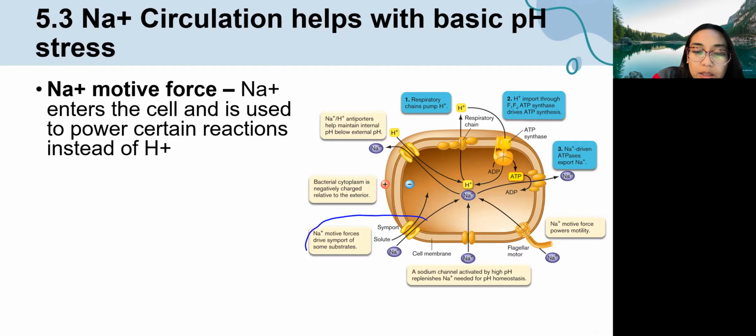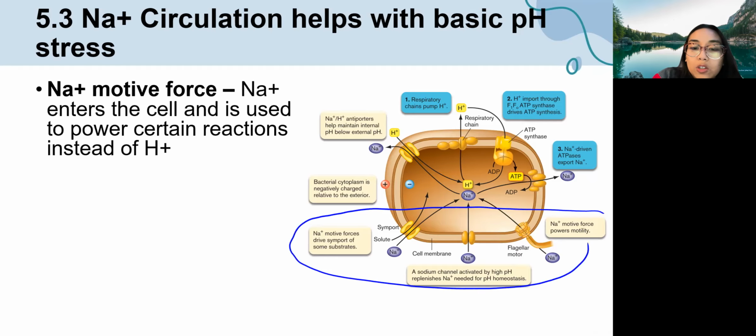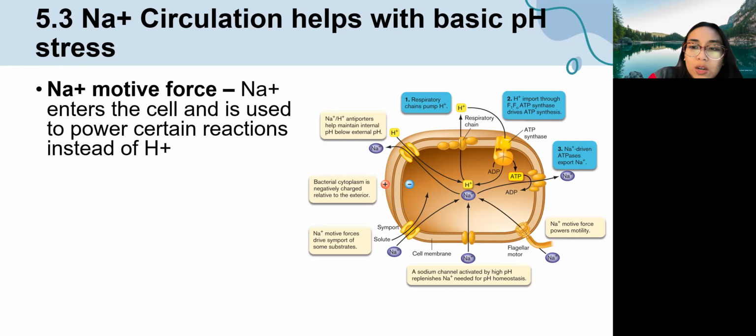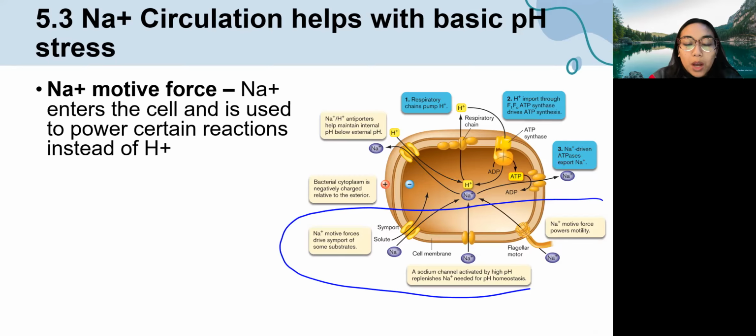Another example over here is this symport molecule, which is also using sodium that's going inside. Okay, great. So as you can see, all of these things are causing sodium to go inside of the cell. So now the cell has a very high sodium concentration, which is going to be problematic. The first issue was, shoot, we don't have enough H plus, so we need to figure out another way to power our reactions. And so the cell decided, instead of using proton motive force, I'm going to use Na plus motive force. Okay, that's great. And that's what's happening here in the bottom of the diagram.